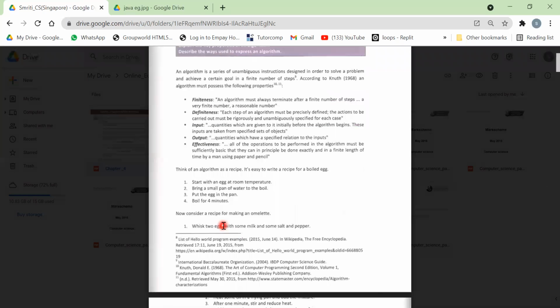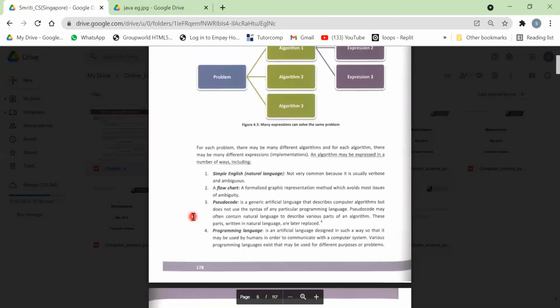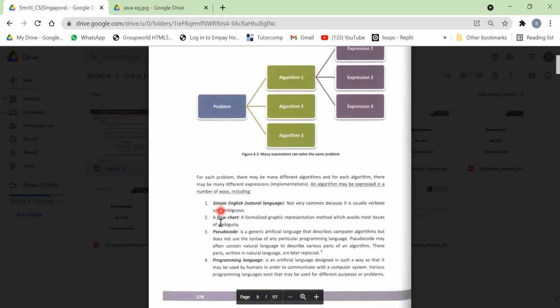So we have a simple example of a boiling egg in your textbook, and making an omelette, which exactly follows a certain number of steps and shows you how you can make a boiled egg or an omelette in a particular sequence. Now we have certain keywords which are associated with an algorithm. First is simple English, that you need to use simple and direct words and not ambiguous words so that your algorithm is absolutely clear. Again, we have something called a flowchart, which is a pictorial representation or a graphical representation of your algorithm.